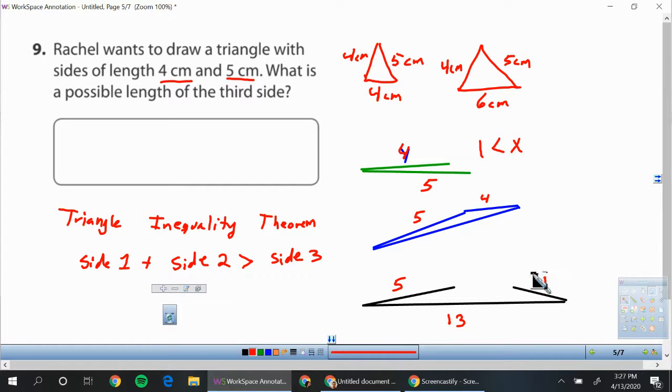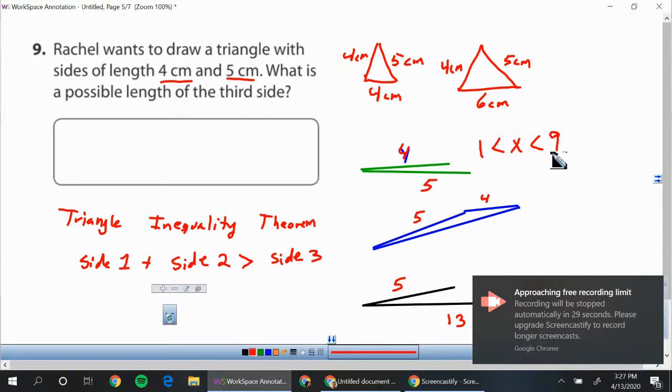So in our triangle, the third side has to be bigger than 1, but it has to be less than the biggest possible number, which is 9. So it has to be less than 9. It cannot be 1 because it would not work, and it cannot be 9 because it would not work.